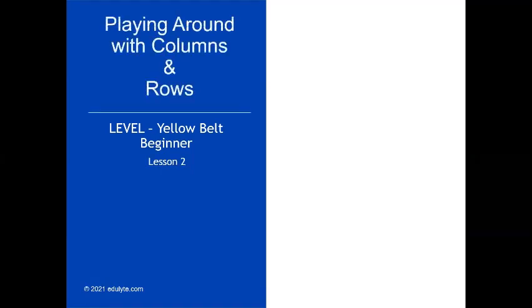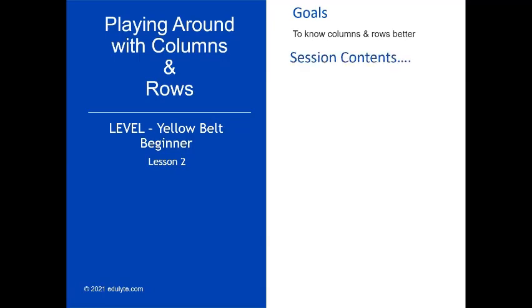This is yellow belt level for beginners and welcome to lesson number 2. In this lesson, we will learn about playing around with columns and rows. What is the goal? Our goal is to know columns and rows better.